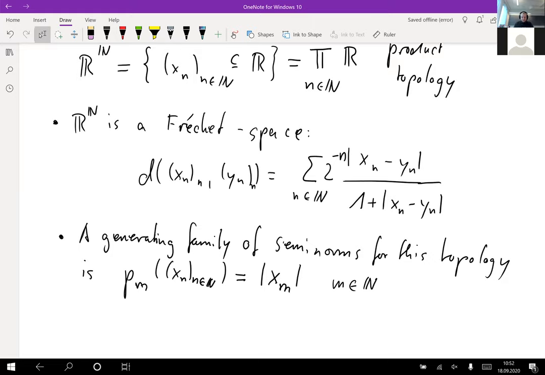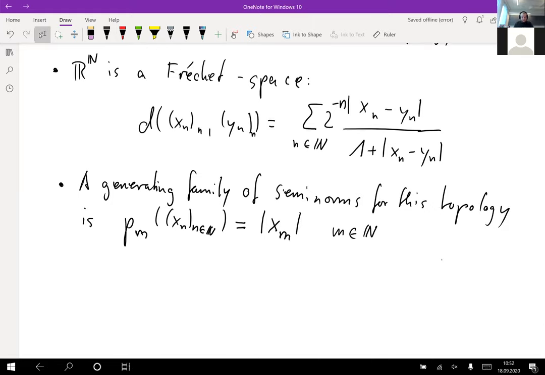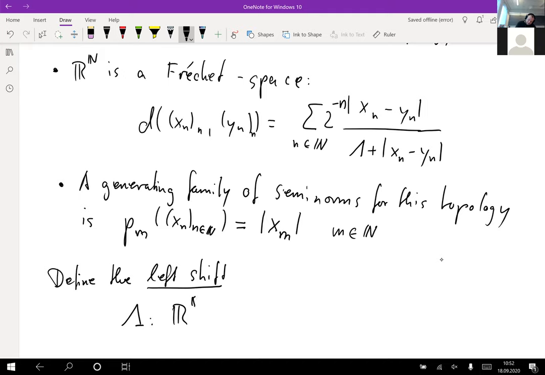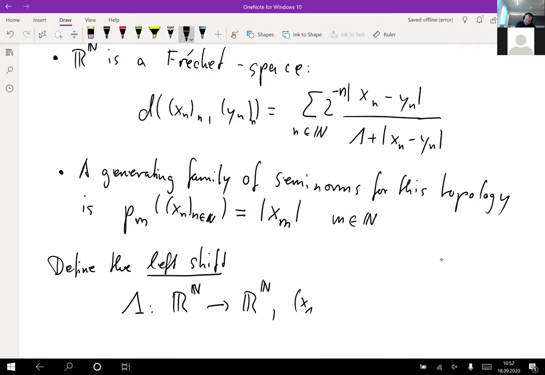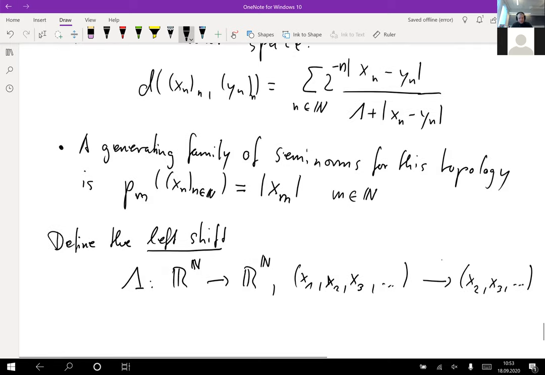However, what I want to show you is a differential equation on this Fréchet space which has too many solutions, basically. For this, we define the left shift lambda. This takes a sequence and spits out another sequence. If you have a sequence x_1, x_2, x_3, and so forth, it sends it to the sequence x_2, x_3, and so forth. So it deletes the first entry and shifts all the other entries one to the left. That's why it's called the left shift.